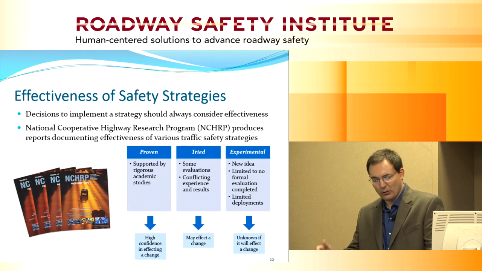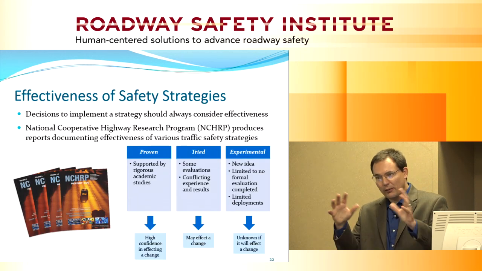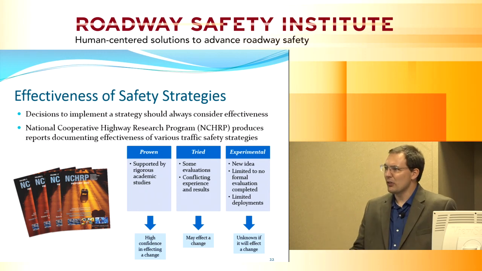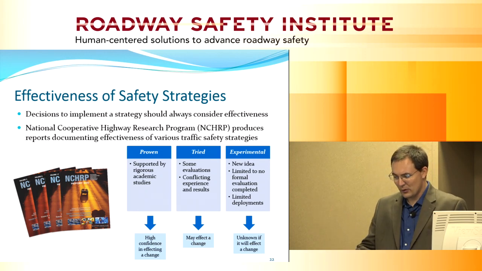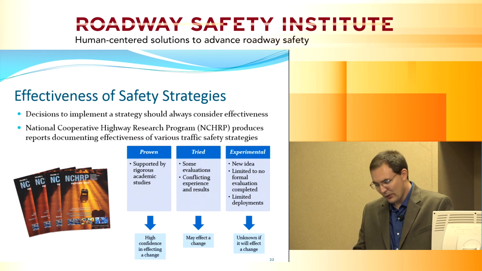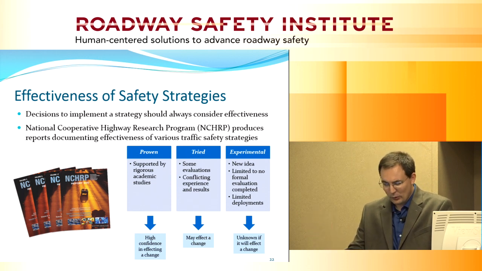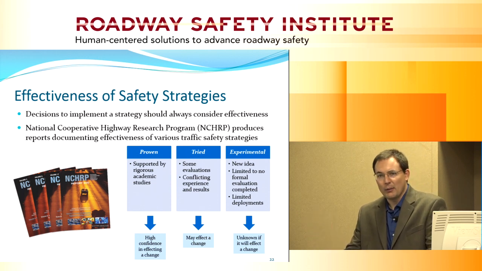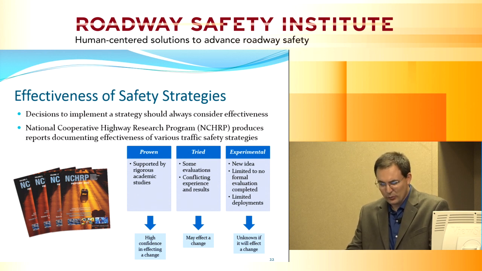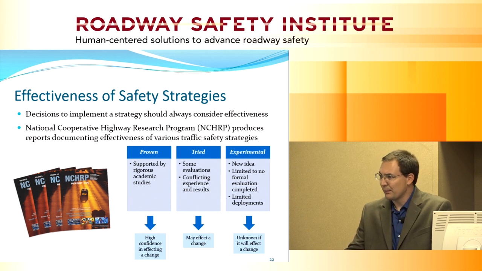The next question was, we've identified the locations, but what safety strategies should we be doing at those locations? The reason for this slide is just to talk about this whole question of confidence in the type of strategy that we select. NCHRP, the National Cooperative Highway Research Program, classifies different safety strategies by effectiveness. And that's proven, tried, experimental.